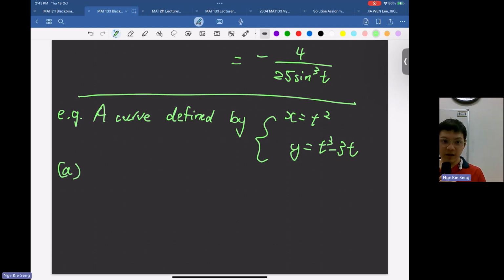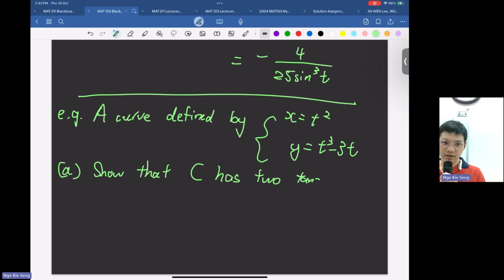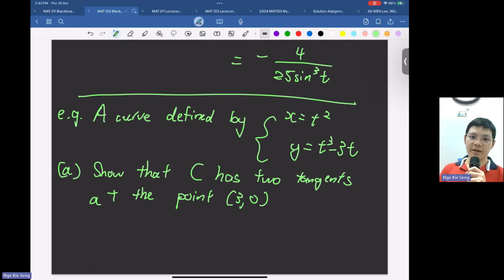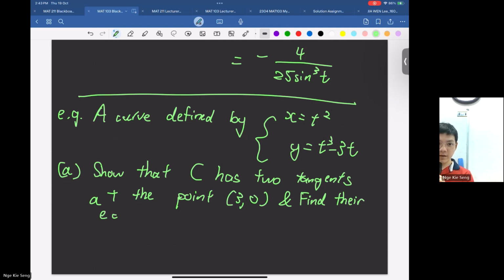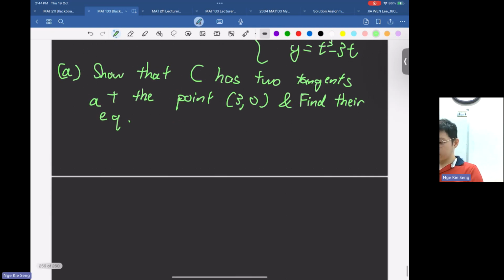For the first part, let's show that C has two tangents at the point (3, 0), and find the equations. So two tangents at the point (3, 0). Let's find the tangent.